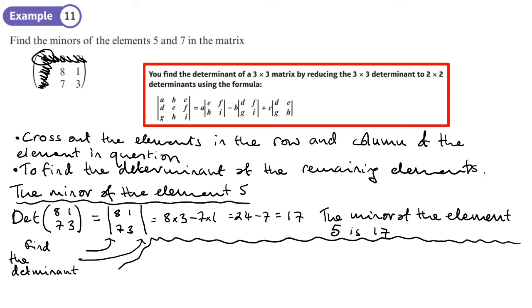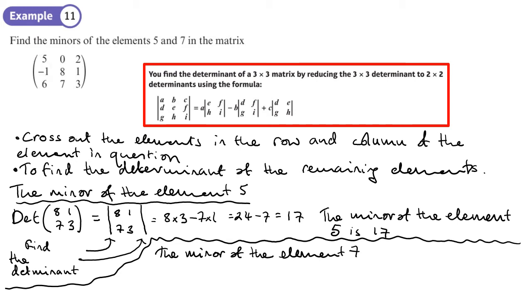Right, let's now find the minor of the element 7. Let's go back to our matrix. What we're going to do is find the 7, which is here, then cross out the elements which are in the same row and column as the 7. So we cross out these, we cross out these. You can see I've got 4 elements there, 5, 2, negative 1, 1. We write them in the same order.